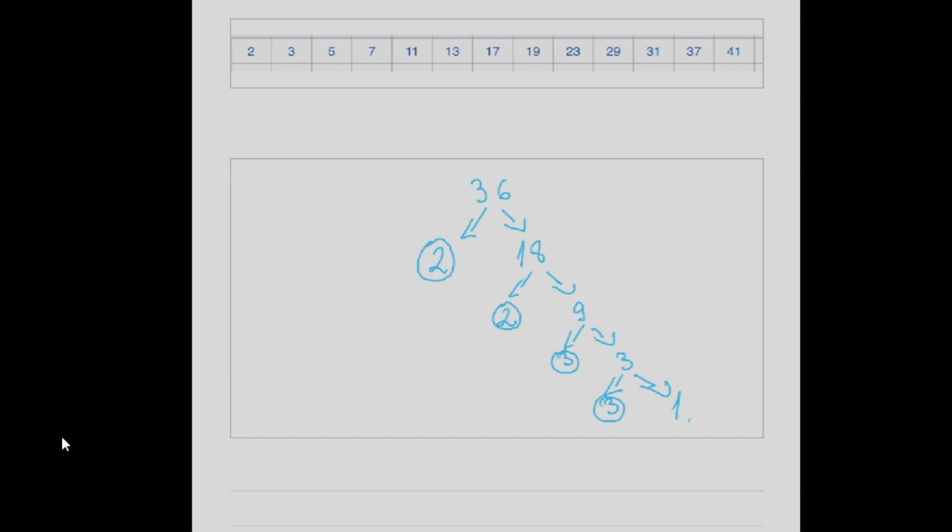And you write 36 like this. 36 is equal to the prime factors 2, 2, 3, 3. 2 times 2 times 3 times 3. That's 4, that's 3 times 3, 9. And that's 4 times 9, 36. And that's correct.